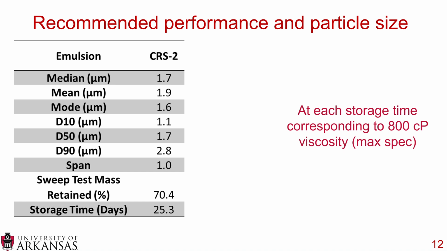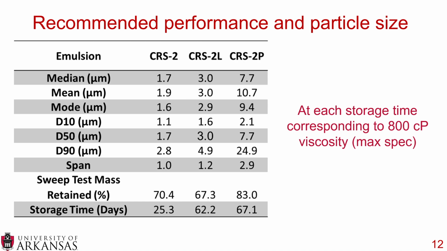And this is what we found overall for all of the values. The previous graph had the median, so for CRS-2 is 1.7, but we found it for the mean, the mode, the D10, D50, D90, the span, which is D90 minus D10 divided by D50. And then also we ran the sweep test at the 25.3 days, and we found out the percent material retained. And so we did this for the CRS-2, we did it for the CRS-2L and the CRS-2P, and we were able to come up with these recommended performance and particle sizes, again based on viscosity, but now including not only emulsion properties, but also a sweep test as well.